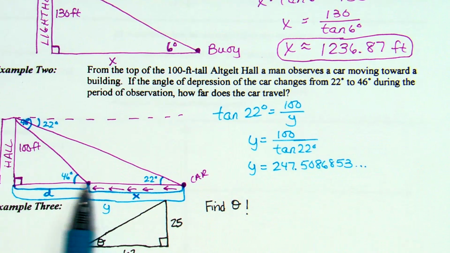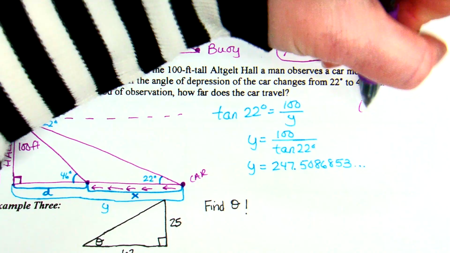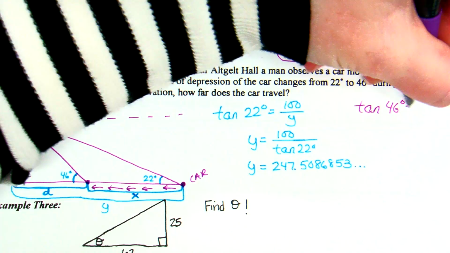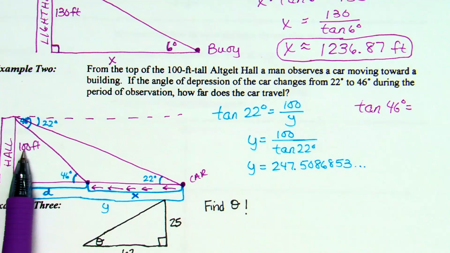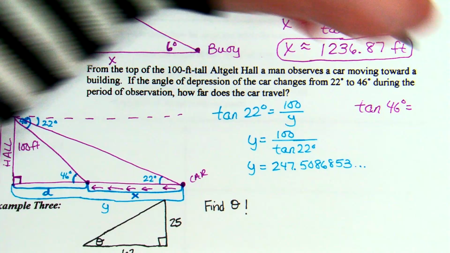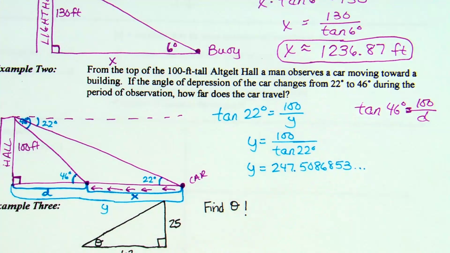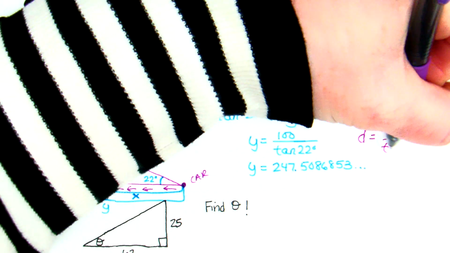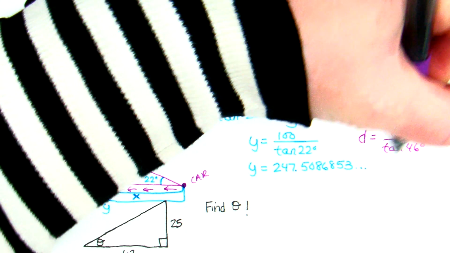Tangent of 46 is equal to opposite over adjacent, 100 over d. Or you could have said cotangent of 46 degrees equals d over 100. So if I multiply the d over to the tangent and then divide by the tangent, d is 100 divided by tangent of 46 degrees. And so I'm doing 100 divided by tangent of 46.